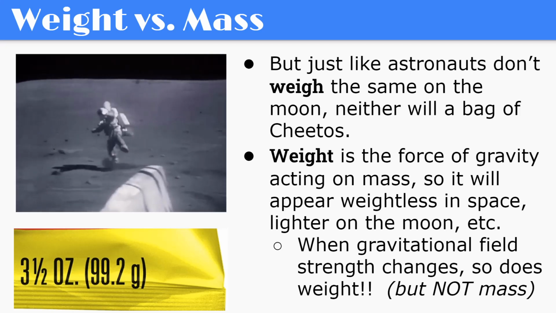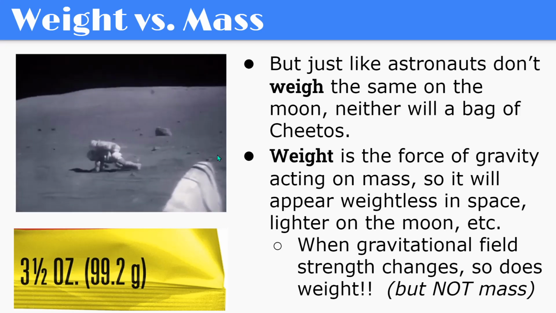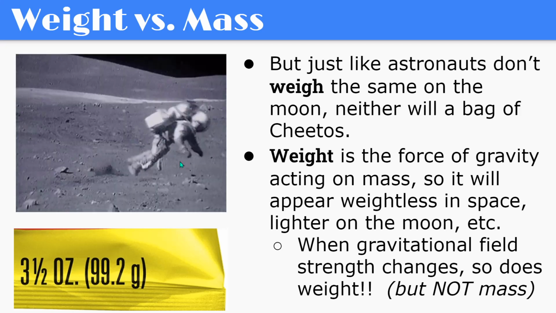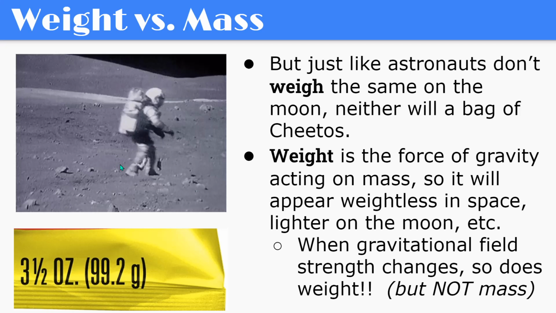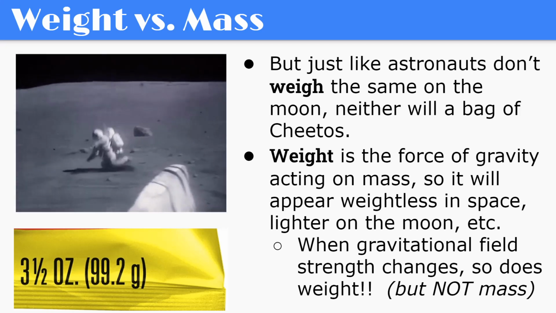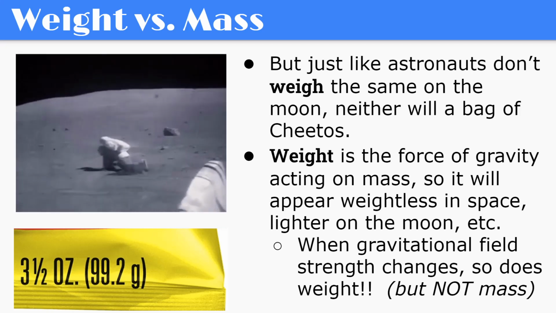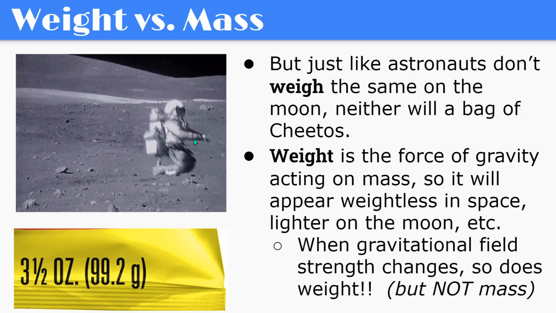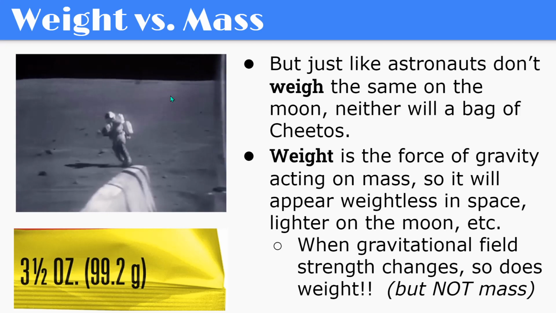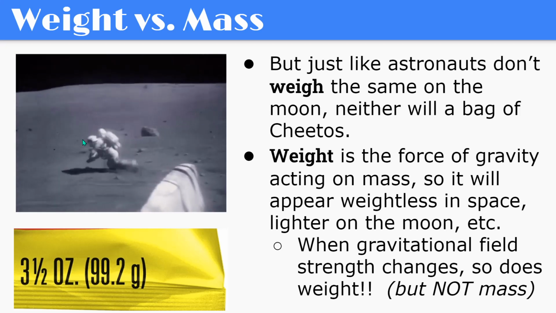You can see the astronaut there, kind of bounding around trying to walk on the moon, and it's because of the difference in the gravitational field strength. You can see that it takes probably a little bit of a learning curve to figure out how to walk with 1/6 the gravity. So anyway, his weight is different, but his mass is the same, whether he's on the moon or on Earth.